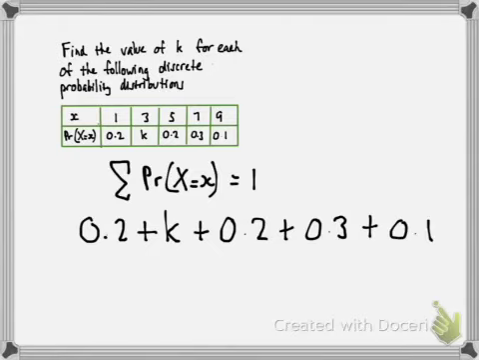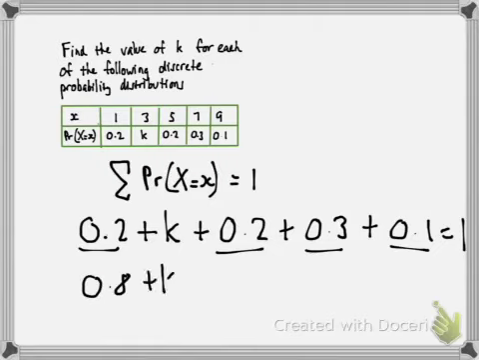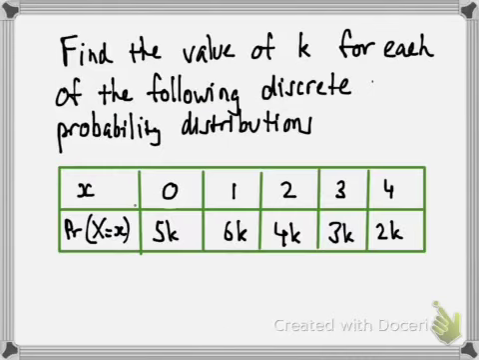Okay, and they should equal, squeeze it in there, 1. So add up all the ones we've got, so that, plus that, plus that, plus that, is 0.4, 0.7, 0.8. So 0.8 plus k equals 1, and k must be 0.2. Pretty simple. Is that all right? Nothing too difficult about that. Let's do the next one.